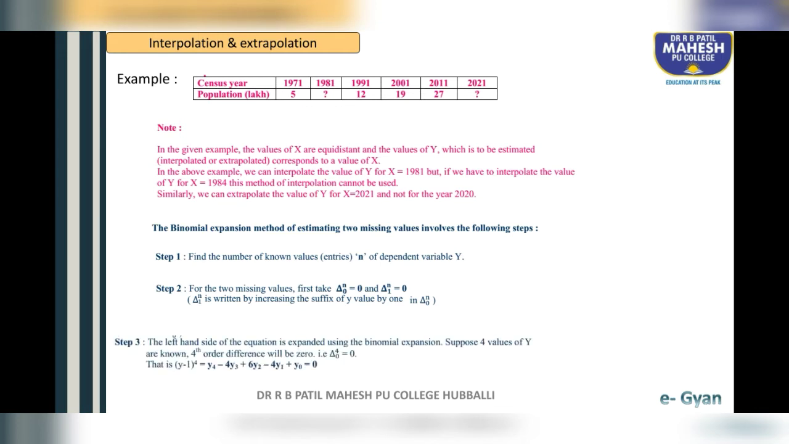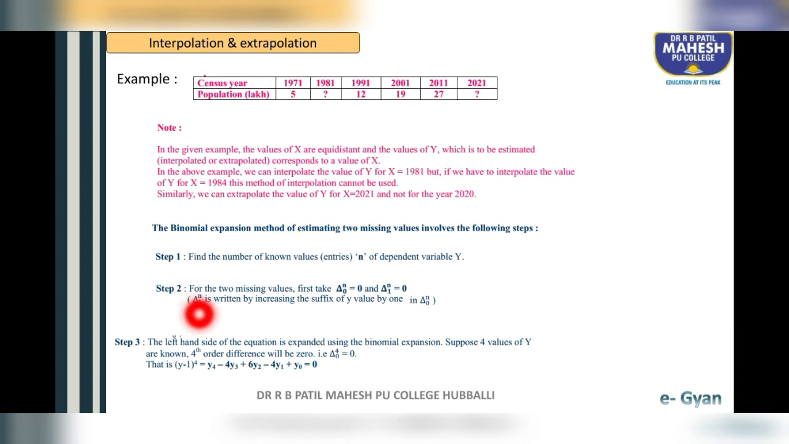And the third step is, see here students, the left hand side of the equation is expanded using the binomial expansion. Suppose 4 values of y are known. This means the fourth order difference will be 0. That is delta 0 raised to 4 is equal to 0. The expansion becomes (y minus 1) raised to 4. If 4 known values are there, it means (y minus 1) raised to 4.